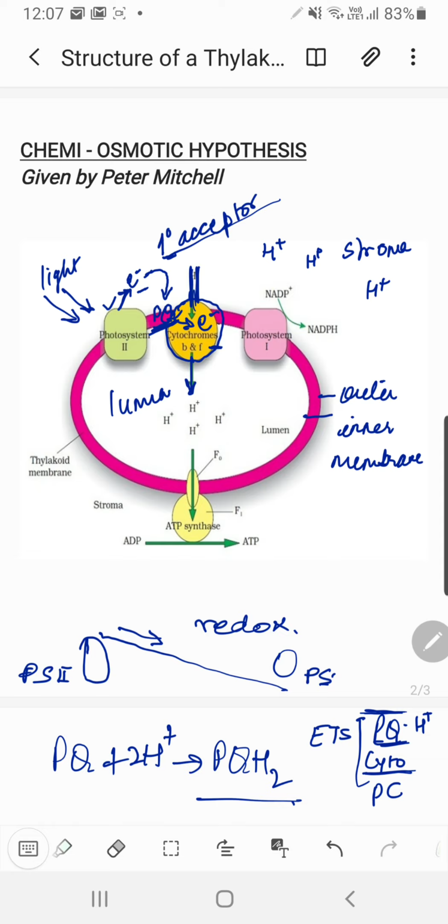The hydrogen ions are pumped into the lumen. So this is becoming quite confusing, isn't it? I mean, the electron is released by photosystem, taken up by the primary acceptor, and then the primary acceptor transfers it to the proton carrier rather than the electron carrier.